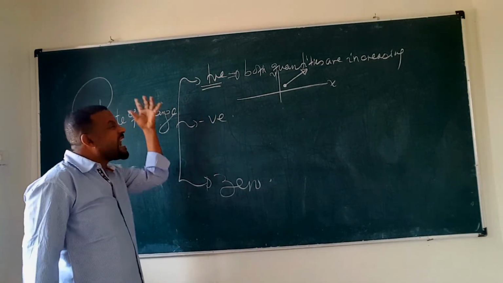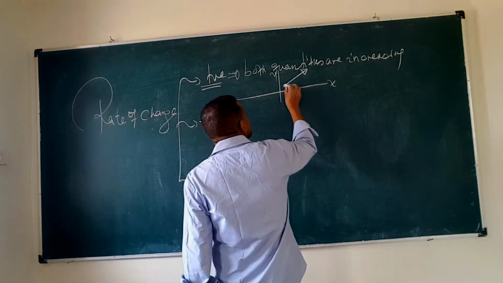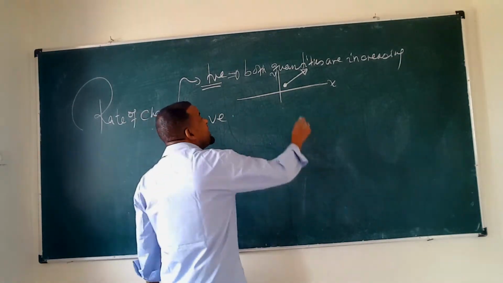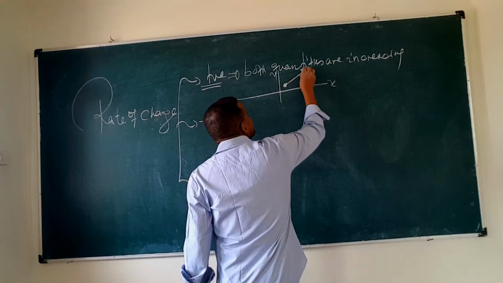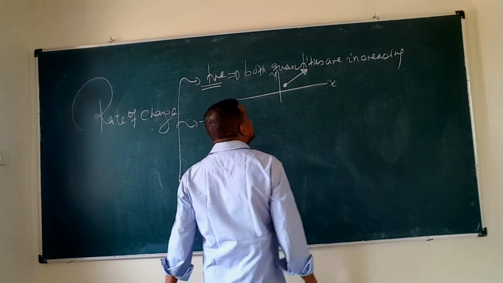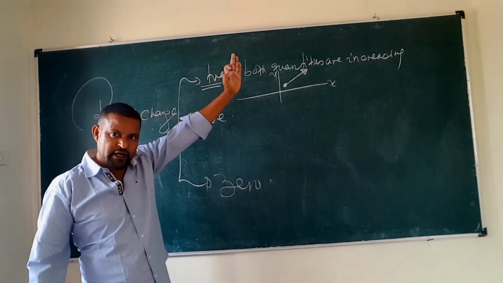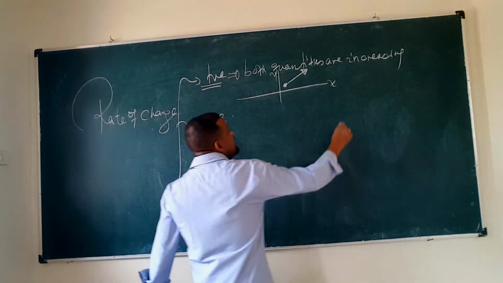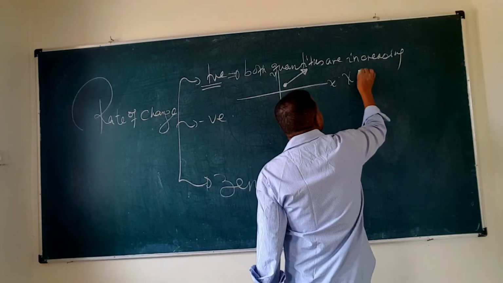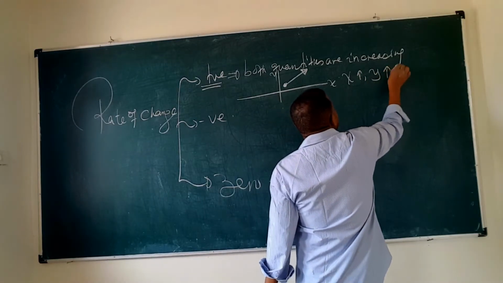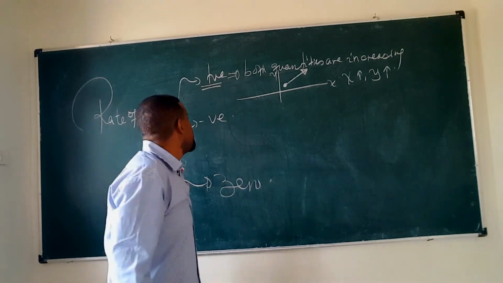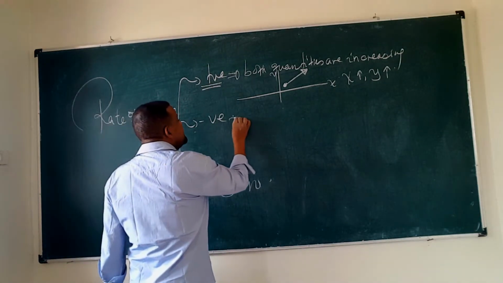Those quantities having a positive rate of change, their graphs look like this. That means the graph is rising up from left to right. In that case the rate of change is what? Positive.